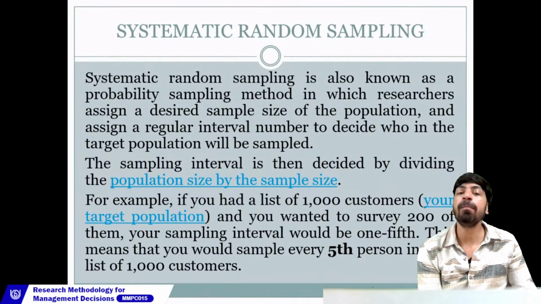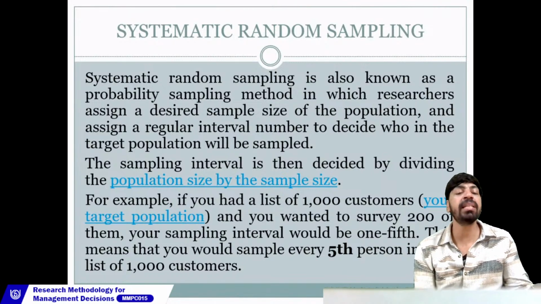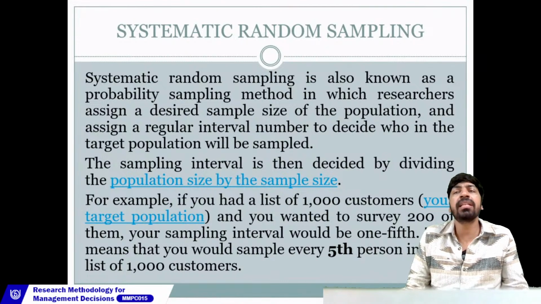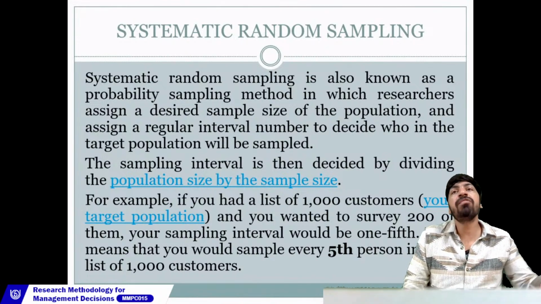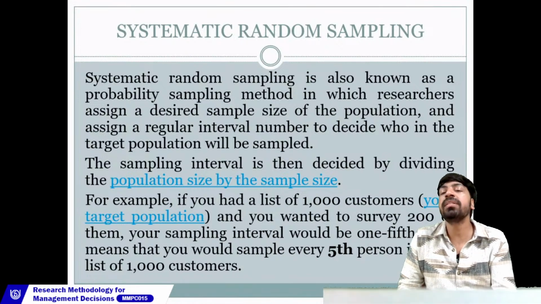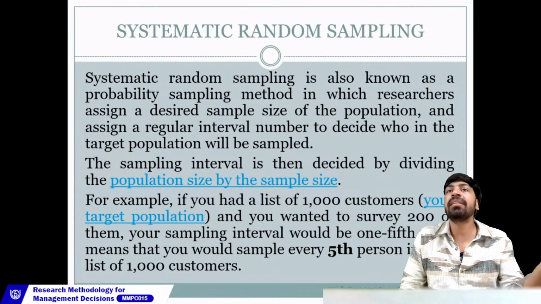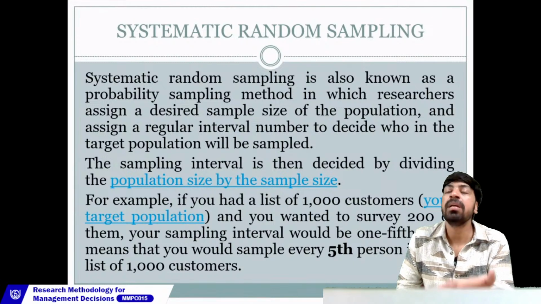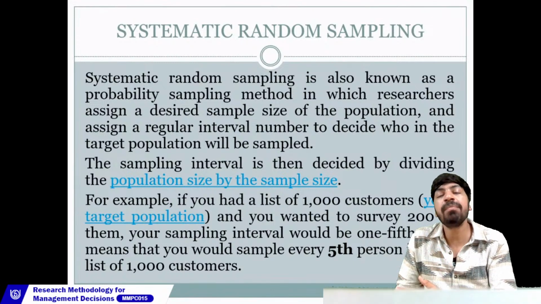That means you would select every fifth person in your list of 1000 customers. Let's begin collecting the samples. Let's begin from the second person. So the fifth person I have to select, so now I will select the seventh person. Now I will select the 12th person. Now I will select the 17th person.